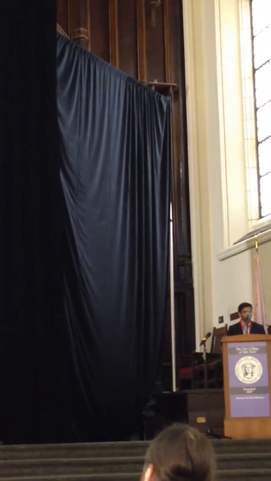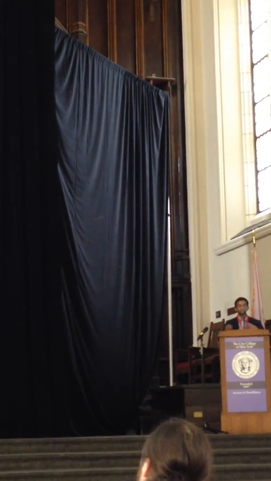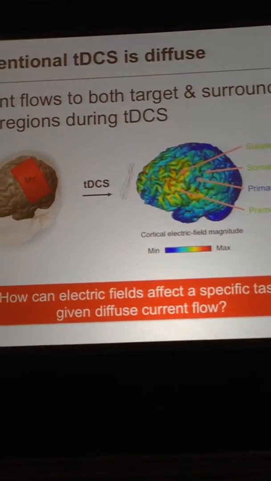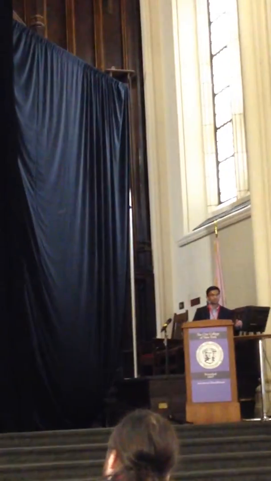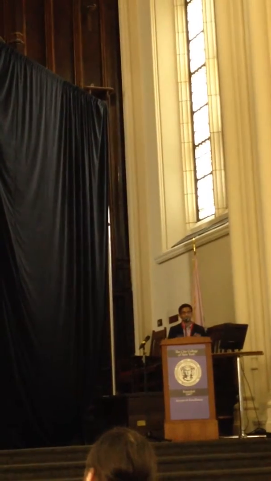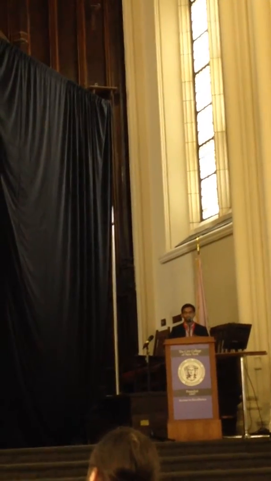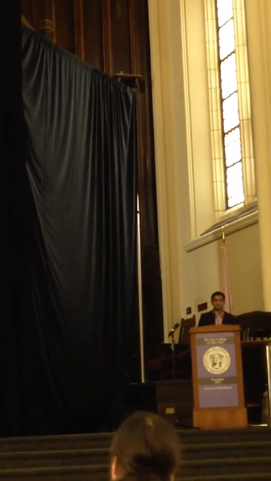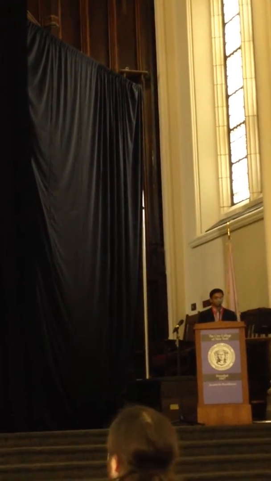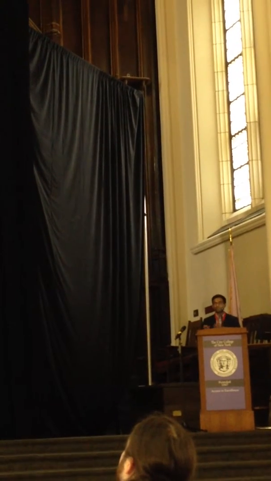This raises a really interesting question. If you're doing a task, how is tDCS functionally specific? How are you getting better at a particular task if the electric field is so diffuse, right? You might be hitting multiple brain regions simultaneously, yet the particular measure that you have is being improved, right? So this is a really interesting question. How is tDCS functionally specific?